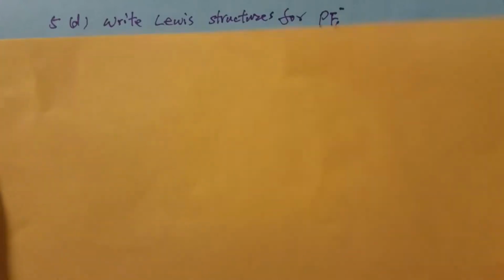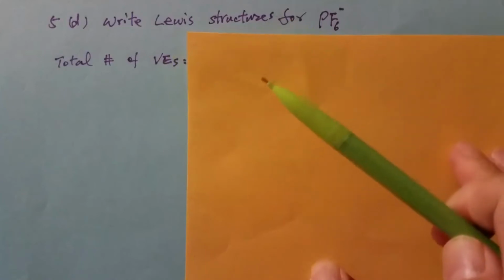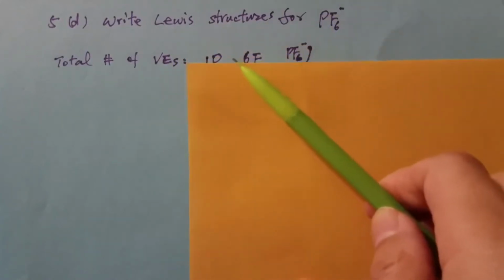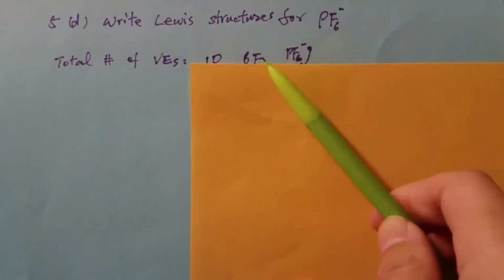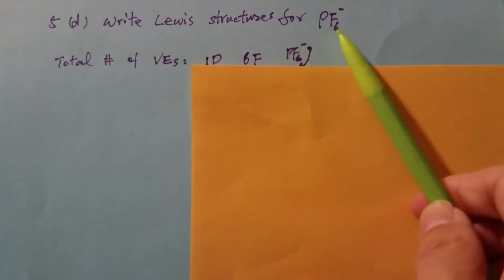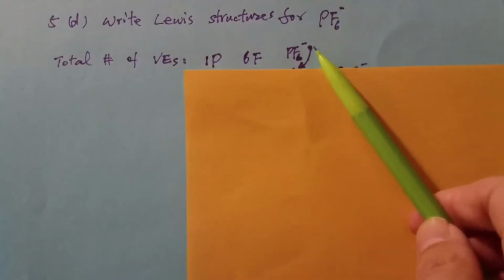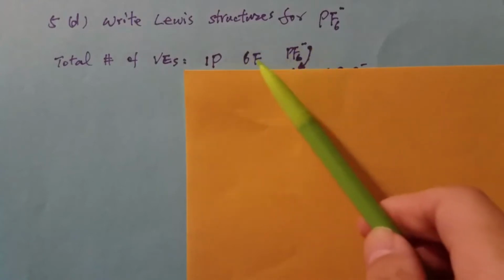Okay, so now, let's take a look. Total number of valence electrons. VE means valence electron. So we have one phosphorus, and we have 6 fluorine, or fluoride. Then we have that charge, that -1 charge. So that's the total number of electrons.